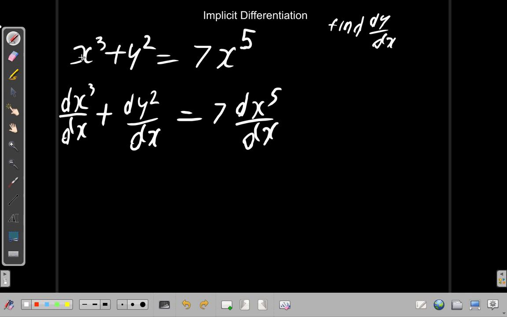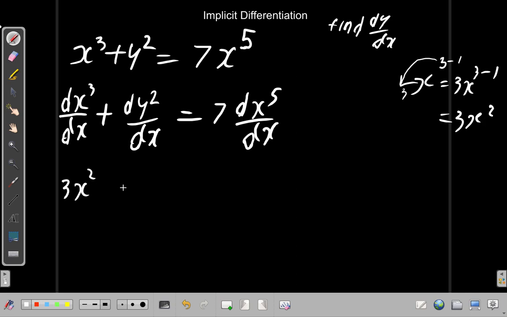So now, the d of x cubed by dx. When you differentiate x cubed using the power rule, you multiply by the 3, so it's 3x to the 3 minus 1, because you reduce the old power by 1 to get the new power. So what you have is 3x squared. So this becomes 3x squared, plus d of y squared by dx. How do you deal with this?